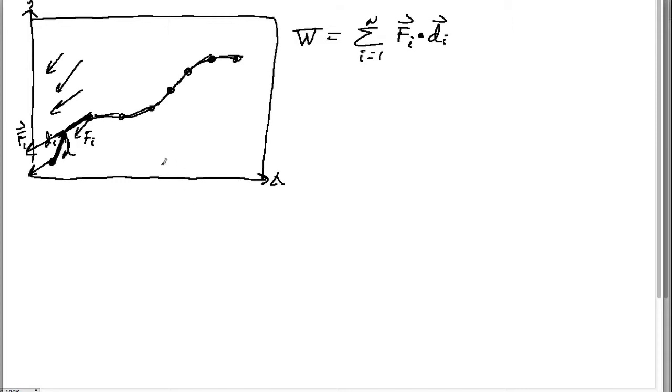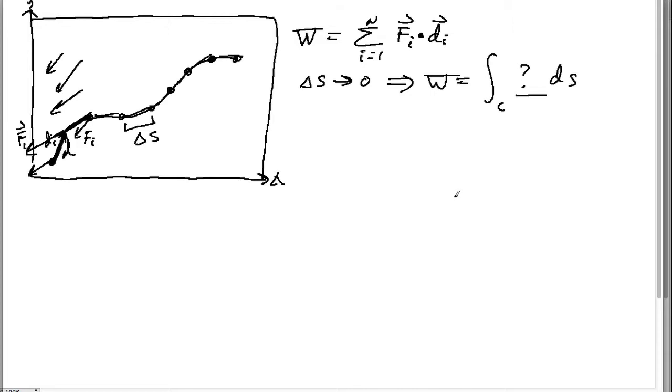Now, obviously, what we always do in calculus is, if these represent tiny little path lengths, we take delta s going to 0, and then the work becomes some integral over C, and we have to figure out how to represent that, times a ds. So what do we do? What's in there exactly? We know this, but we have to figure out a little bit more about what F is and what d is, and how to represent it in terms of tiny lengths of the path. All right, let's think about that.